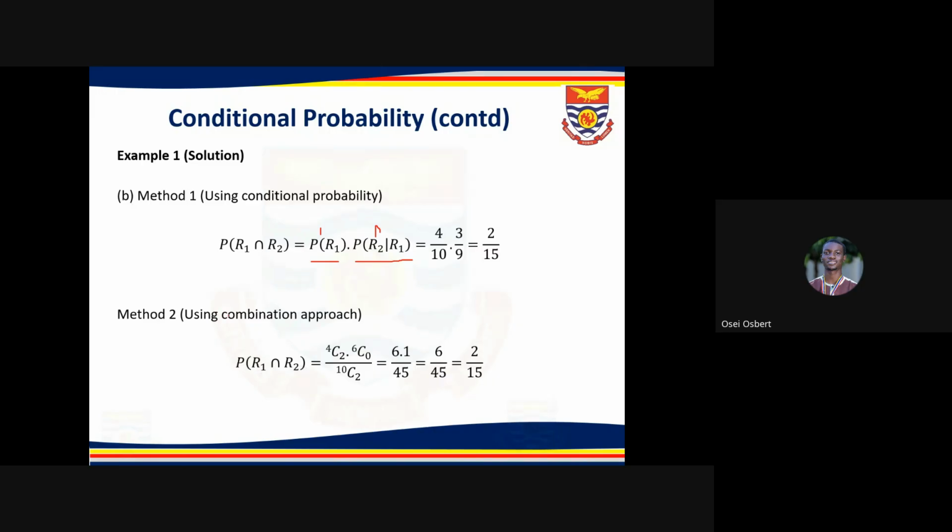So we have 4 combination 2 times 6 combination 0. The 4 combination 2 is because we have 4 red balls, and you want to select 2 of them. We have the 4 combination 2 times 6 white balls, but we are selecting none of them. That's why we are at 0. In total, we have 10 balls, and you want to select 2. That's why we have the denominator here, and that gives us this answer. I hope we get it.